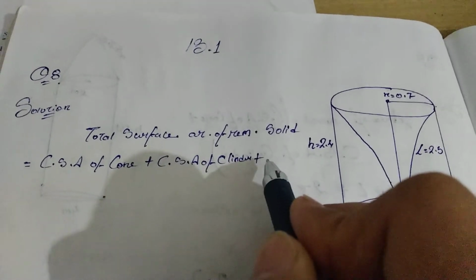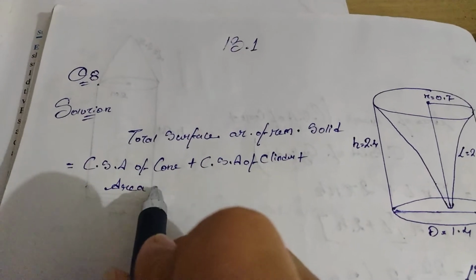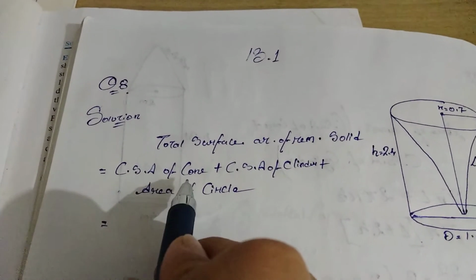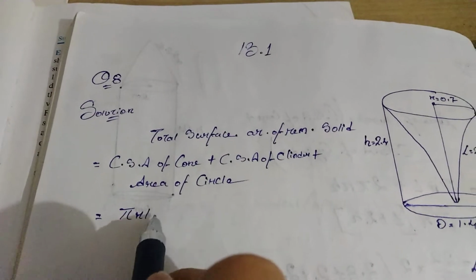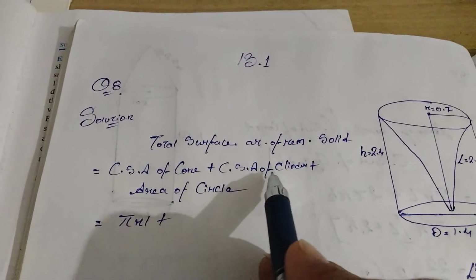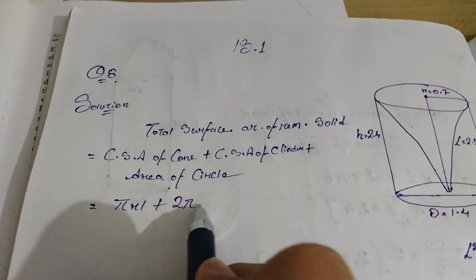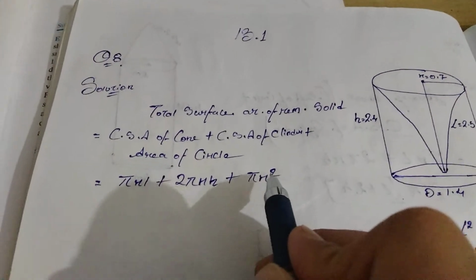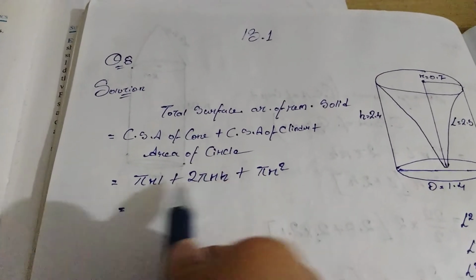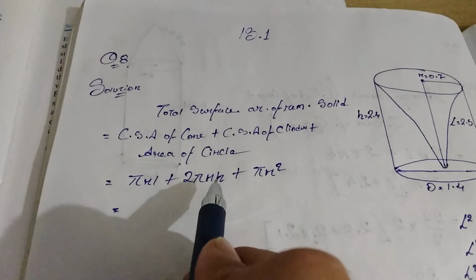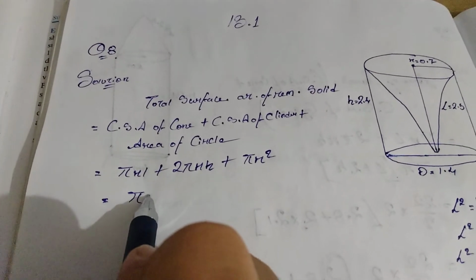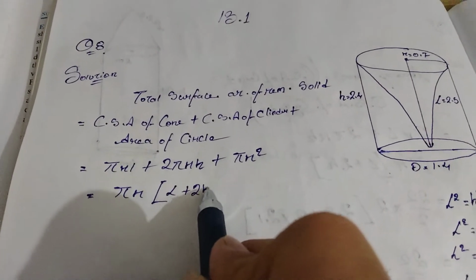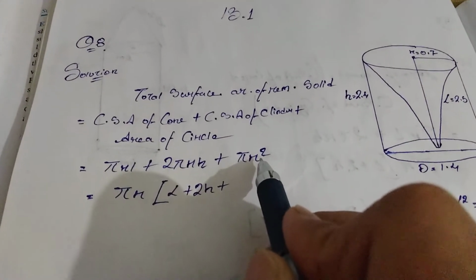Plus area of circle. So the formula for curved surface area of cone is pi r l, plus curved surface area of a cylinder is 2 pi r h, plus area of circle formula is pi r square. So I'm going to take common pi r. So we have pi and r as common. Whatever is left from here, l is left, l plus from here 2h, so 2h plus, and from here what is there, r.